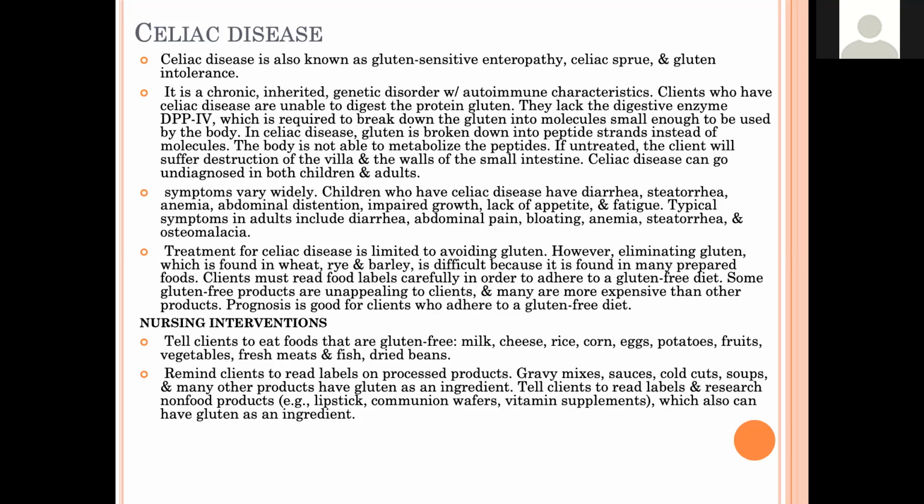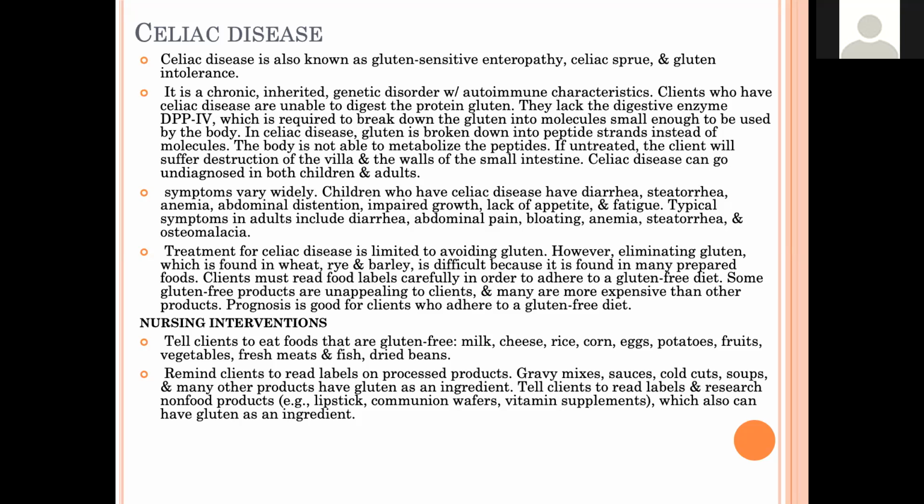Okay, treatment is limited to avoiding gluten. Eliminating this is difficult, but there are diets that are gluten free. Okay, some gluten free products are unappealing and are more expensive. Prognosis is good for clients that stick to the diet. Okay, so when you hear about people going gluten free who don't have celiac disease, it's really not necessary. All right, it is necessary for people with celiac.